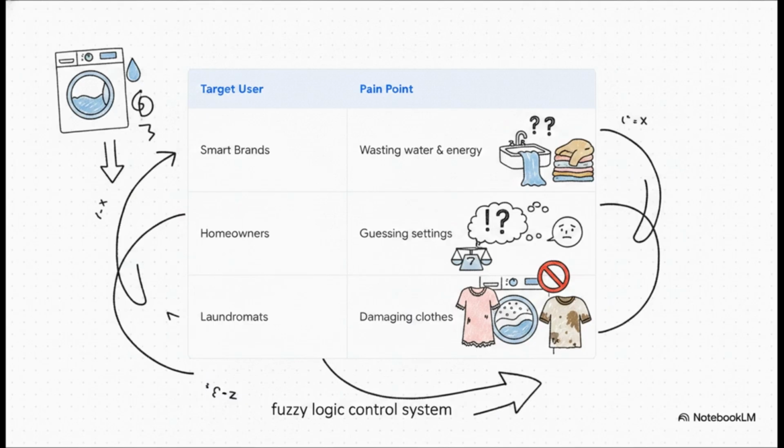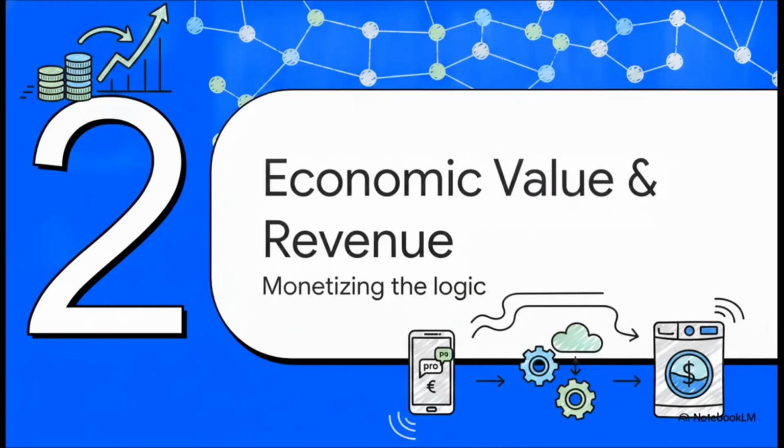They're constantly risking either wasting water on a tiny load or getting terrible cleaning results on a heavy one. Finally, we have laundromat businesses. Their huge liability is damaging delicate clothes or undercleaning heavy dirt simply because their machines rely on a one-size-fits-all washing approach. This fuzzy logic control system steps in and provides a beautifully tailored mathematical solution to every single one of these deficiencies. Moving from market deficiency to financial opportunity, Section 2 covers economic value and revenue.